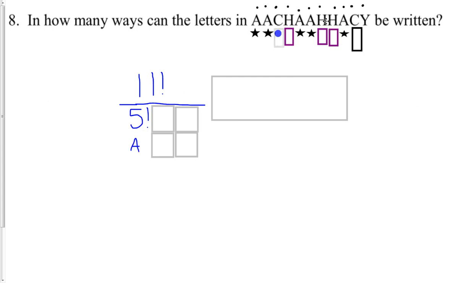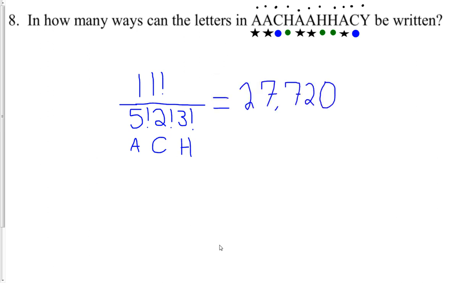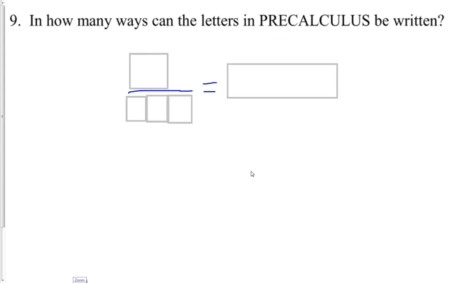And now C's, we got 1, 2 C's. So I need to divide by 2 factorial for my C's that repeat. Then we got 1, 2, 3 H's. Now, what about the Y's? 1 factorial is 1, so I'm not going to do it unless they have a repetition of more than 1. Putting this into the calculator, we get 27,720 ways we can rearrange those letters distinguishably.